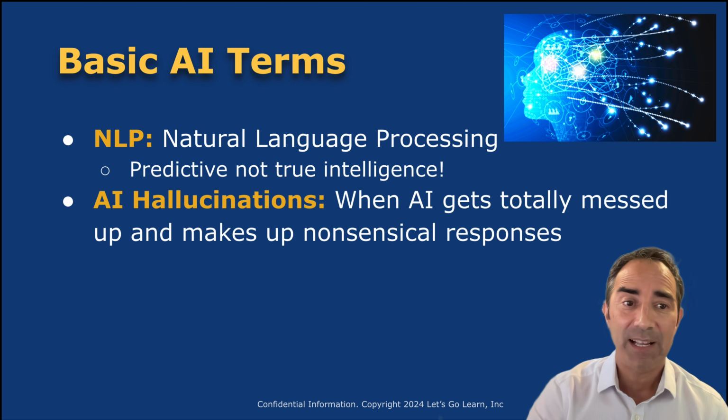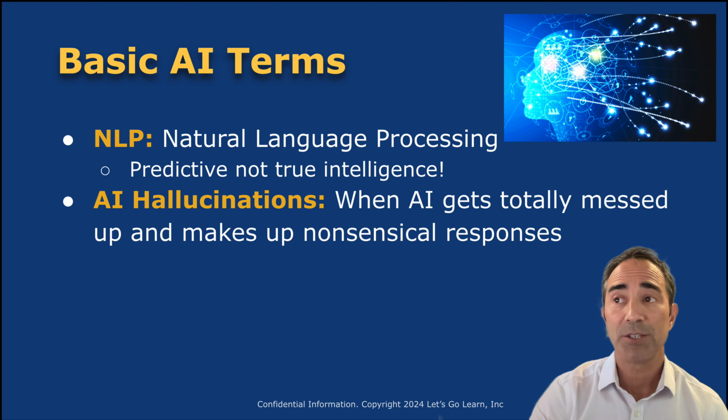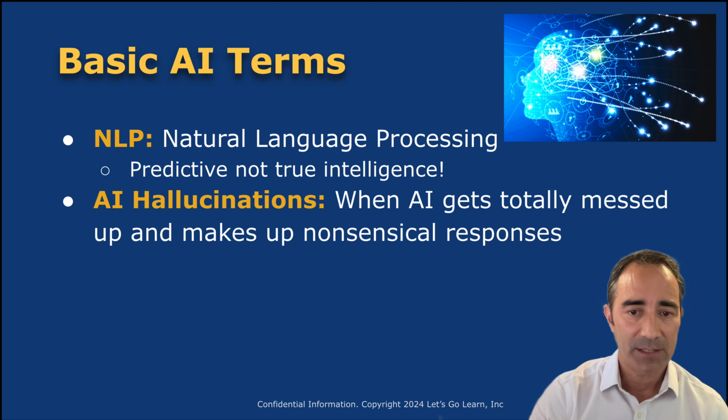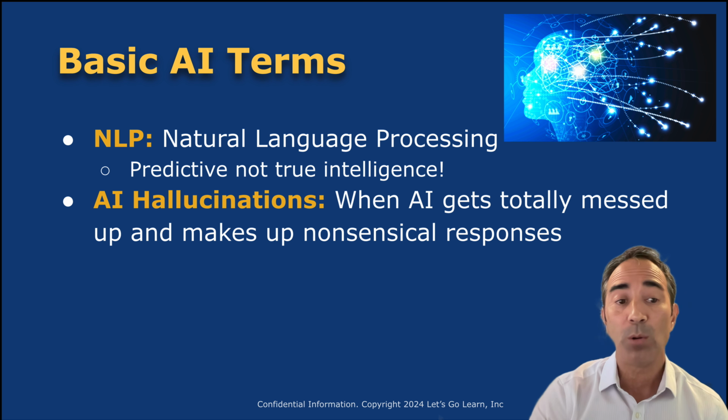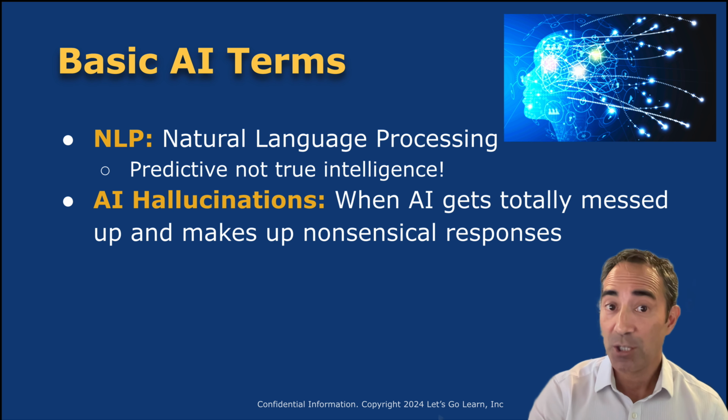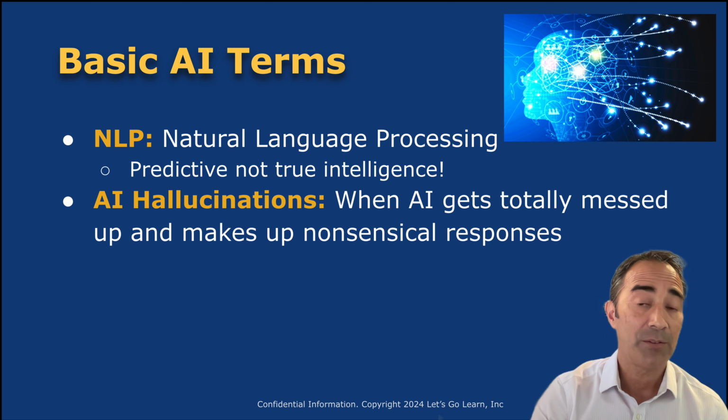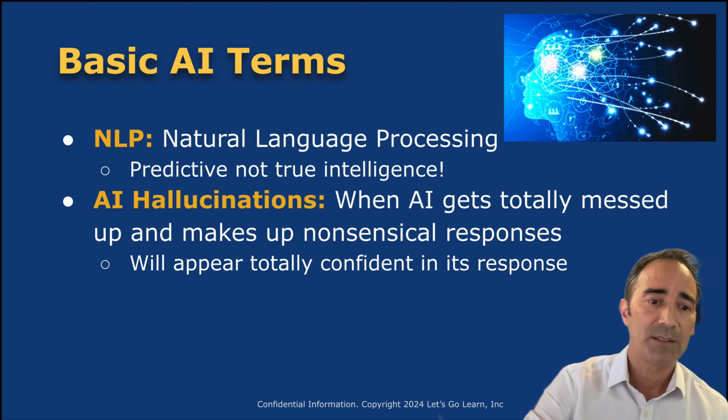Now, with that said, that's why this next term is a real term: AI hallucinations. This is when AI totally messes up and makes up nonsensical responses. So it's good to also talk about this because it is a real thing, and that's why there's actually a term for it. So when you are talking to your colleagues, they need to be aware of hallucinations, and that's a real thing and something we need to defend against. Okay.